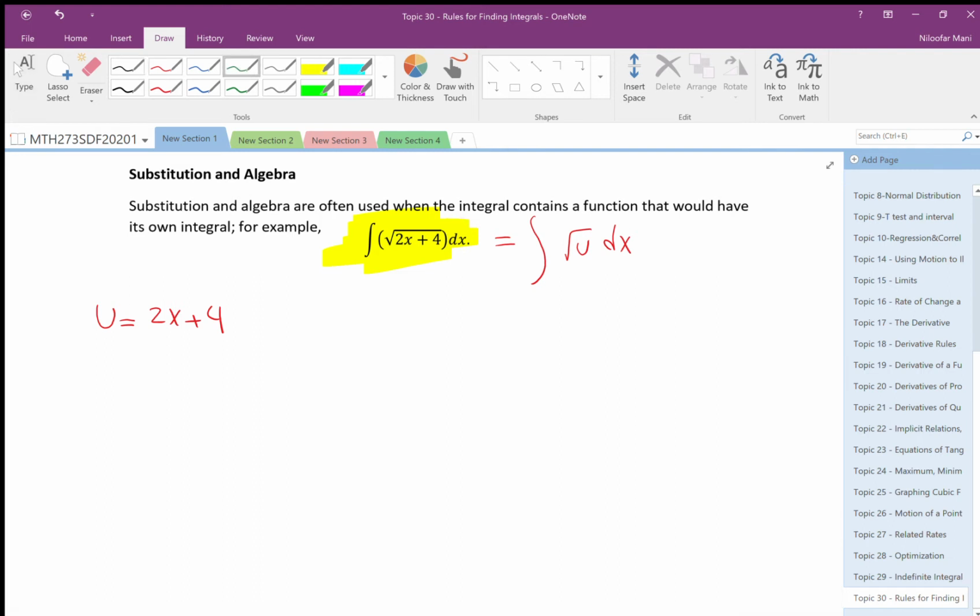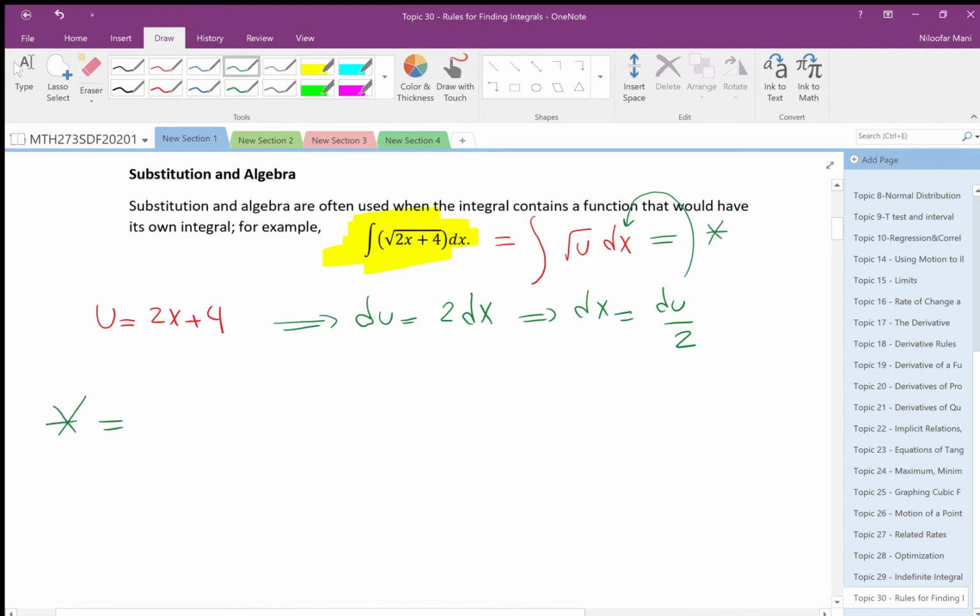So I tell you, take the derivative of both sides. du is the derivative of u, which is 2 dx, because the derivative of 2x is 2. Then solve for dx. dx is du divided by 2. Then substitute this there. So I have star equal to the integral of radical u du divided by 2.